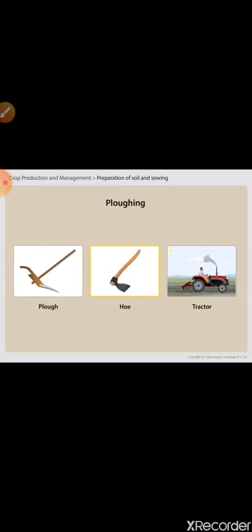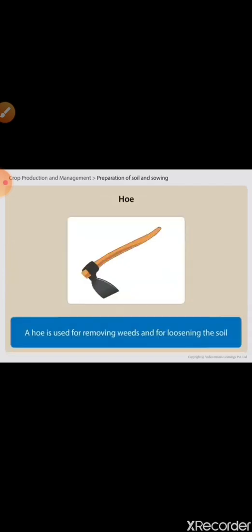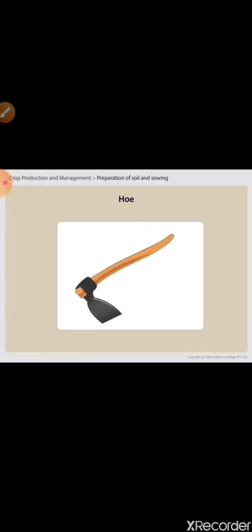Plow is drawn by a pair of bulls or other animals like horses, camel, etc., where the beam of the plow is placed on the bull's neck. Hoe. A hoe is another agricultural implement used for removing weeds and for loosening the soil. It has a long rod of wood or iron. A strong, broad, and bent plate of iron is fixed to one of its ends.